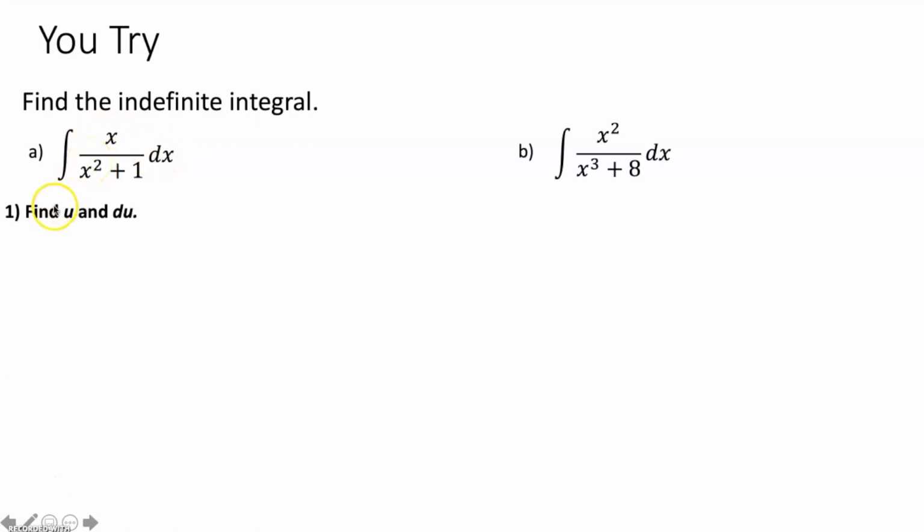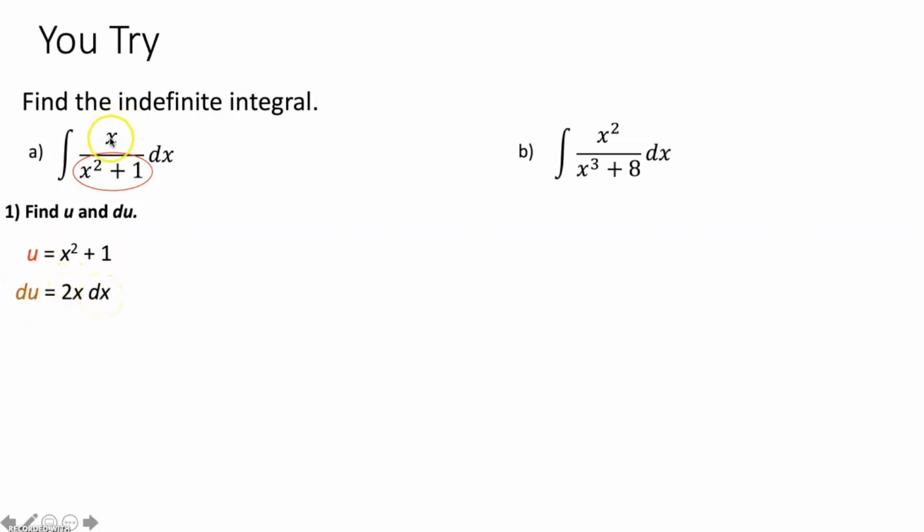And when you do that, you're going to set u equal to whichever function, if you were to take the derivative of it, you would get the other function. So in this case, I'm going to set u equal to x squared plus 1. The reason is because if I take the derivative of this with respect to x, the derivative of u with respect to x is du dx. The derivative of x squared with respect to x is going to be 2x to the first power. The derivative of 1 is going to be 0. Multiply both sides by dx, I get du is equal to 2x dx.